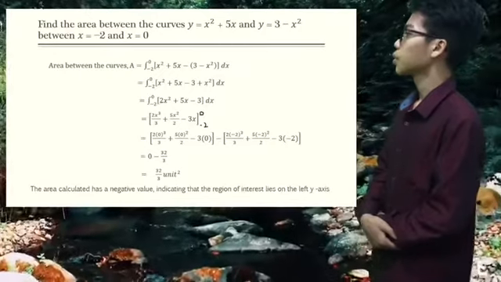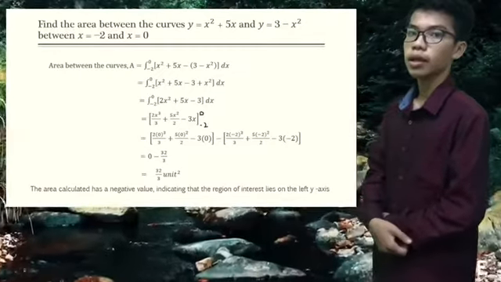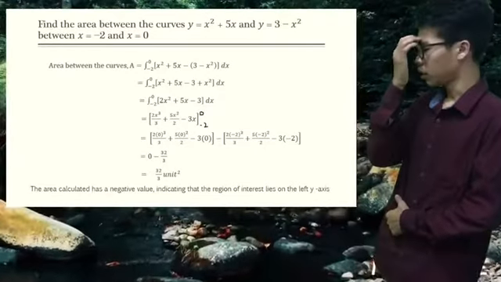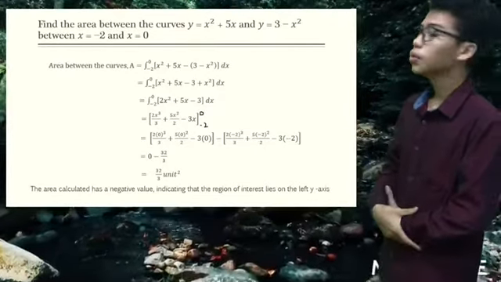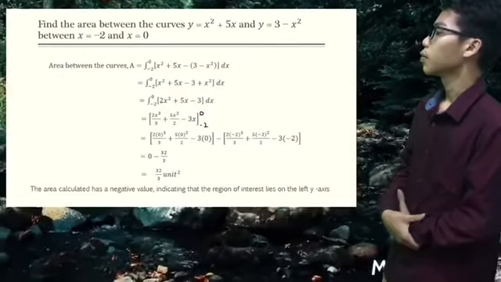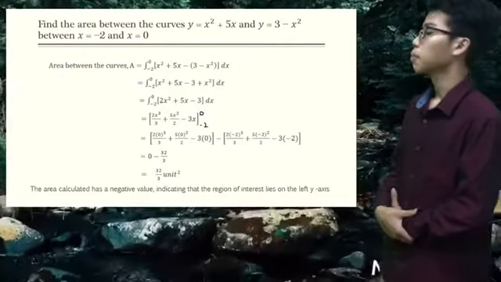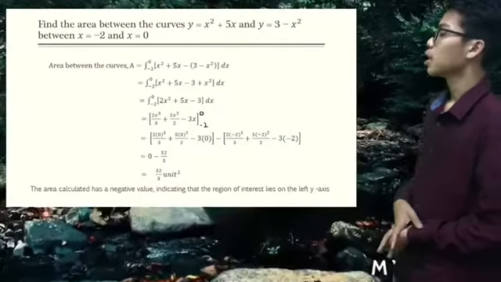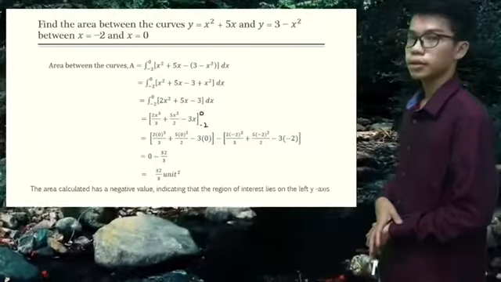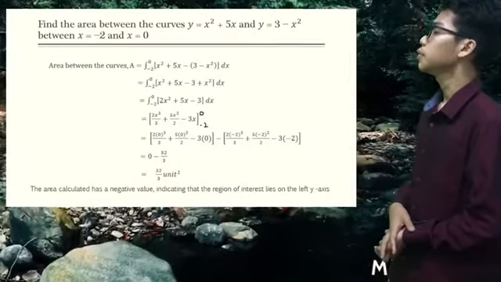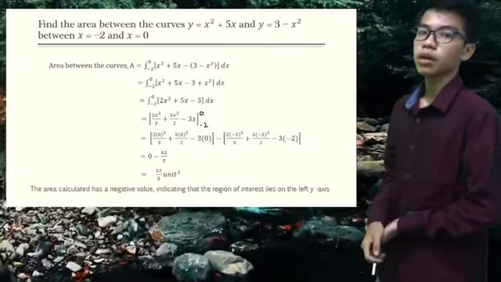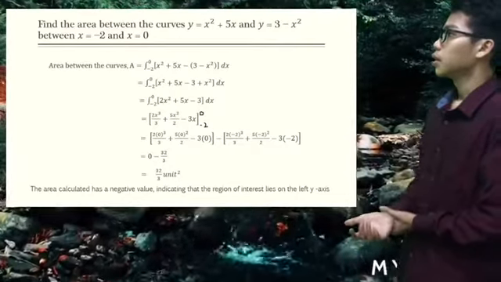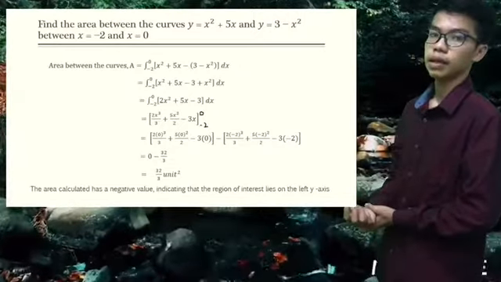Which equals the integral from negative 2 to 0 of 2x squared plus 5x minus 3. Okay, the next is for integration: 2x to the power of 3 over 3 plus 5x to the power of 2 over 2 minus 3x, from negative 2 to 0. Next, put the digits in the x.